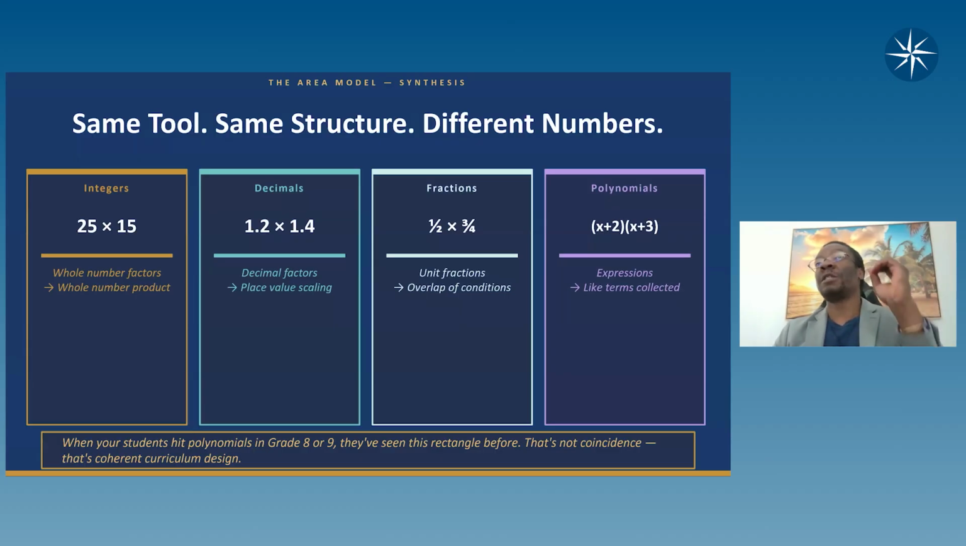So let's sum that up. Same tool, same structure, different numbers. So we went from whole numbers early on in the elementary grades, to decimals, to fractions when these are introduced later on in 4th and 5th grade, maybe 6th sometimes, to polynomials, which come in 8th grade algebra. So when they see that progression, they are not seeing anything new. It's not foreign to them, right?